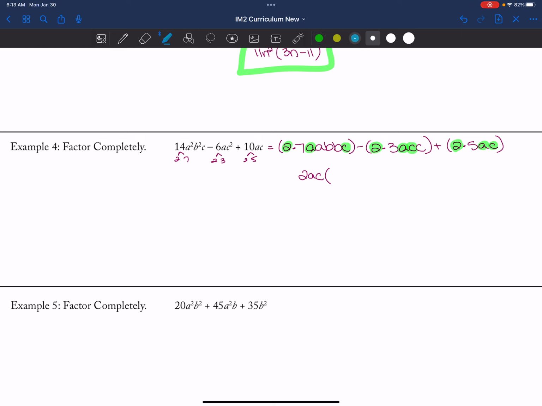And then what am I left with? 7ab squared in my first term. I'm left with a subtraction, 3c, so minus 3c, and then I'm left with a plus 5. And that is my factored form.